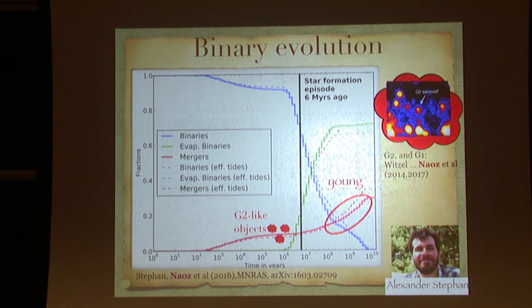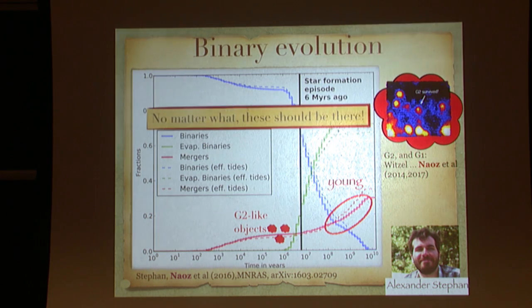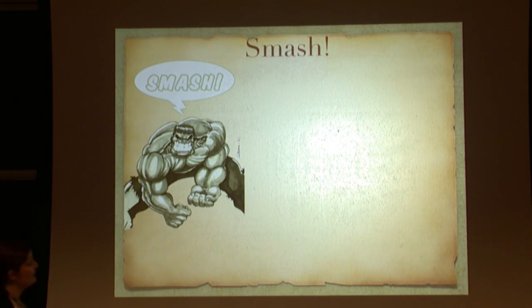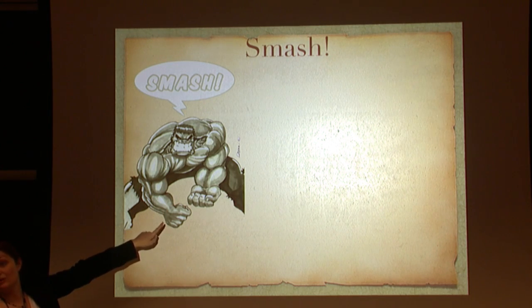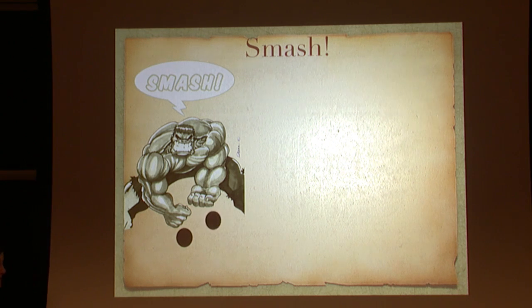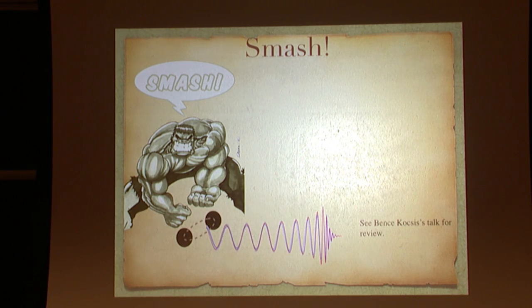But I want to emphasize that no matter what your interpretation is, these things have to be there. These merger products have to be in the galactic center if we have binaries. So if the data says that there are binaries, and therefore these merger products have to be there. So this is this point, but then we can ask, what else can I do? I had this very big guy, the supermassive black hole here, and I basically told it to smash. So it can smash also black holes.